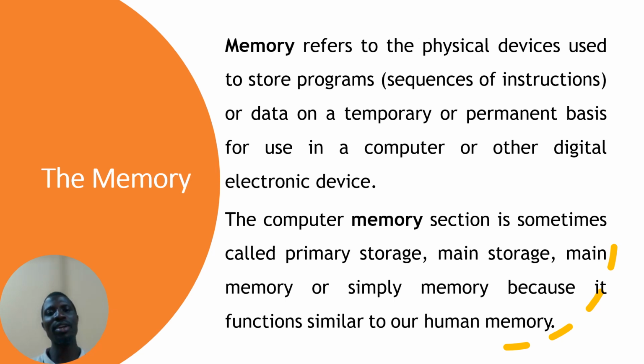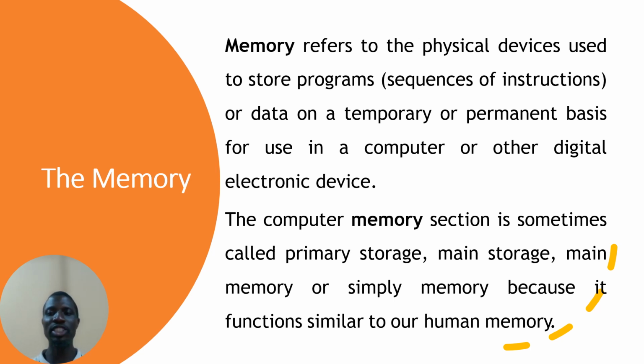And in this category, we'll talk about the memory. Now, the memory refers to the physical devices used to store programs, which are sequences of instructions or data, on a temporary or permanent basis for use in a computer or other digital electronic devices. The computer memory section is sometimes called primary storage, main memory, or simply memory because it functions similar to our human memory.